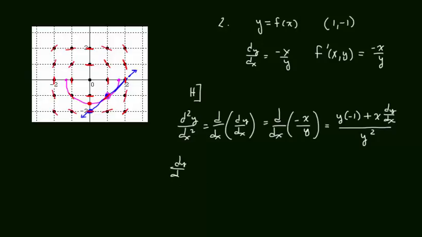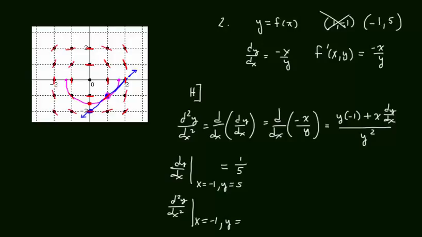Dy dx at the point, let's see, it changes its criteria now. Like the other one, we want to look at a curve that passes through -1, 5. Dy dx at that depends on both the x and the y. It will come out to be positive 1/5. Now we're going to find d squared y dx squared at x equals -1, y equals 5, but also at dy dx equals 1/5.